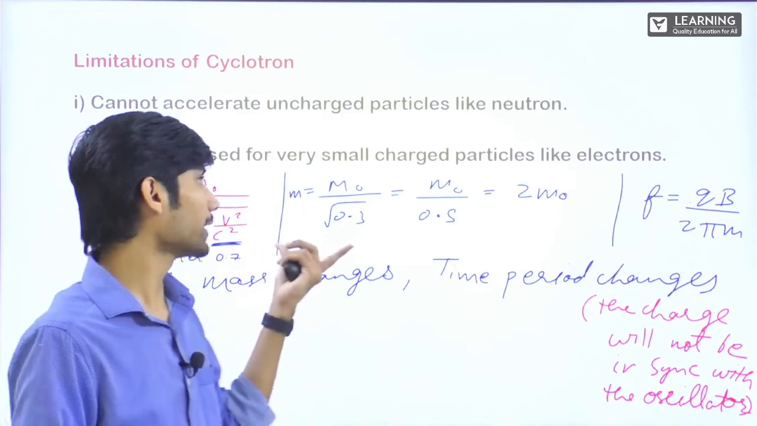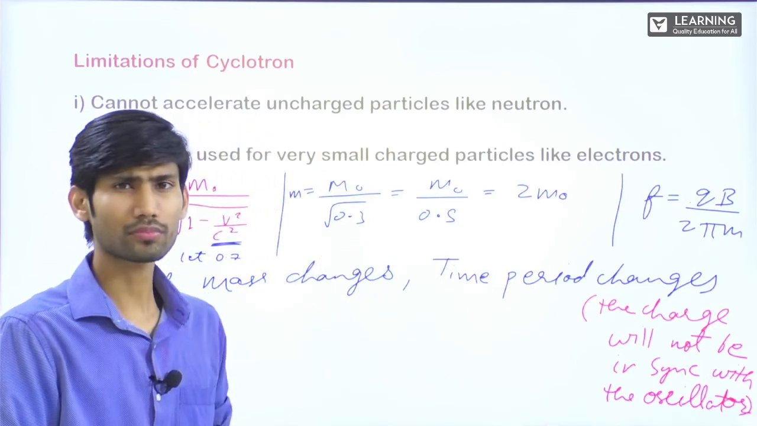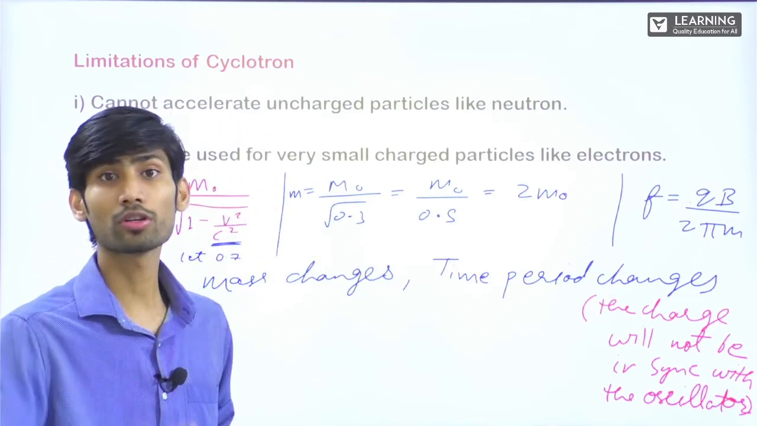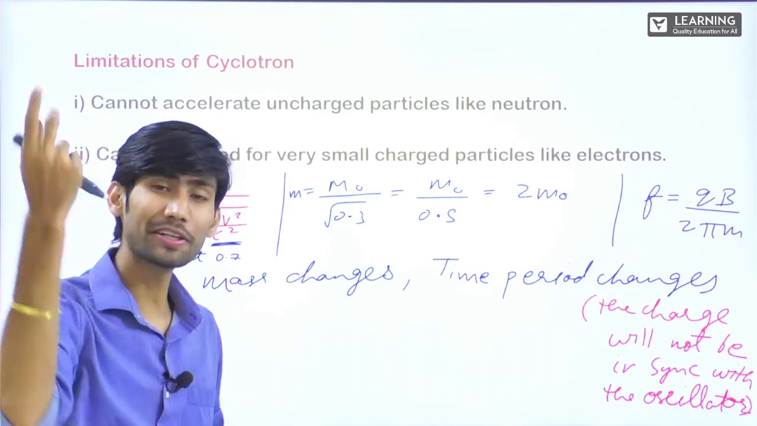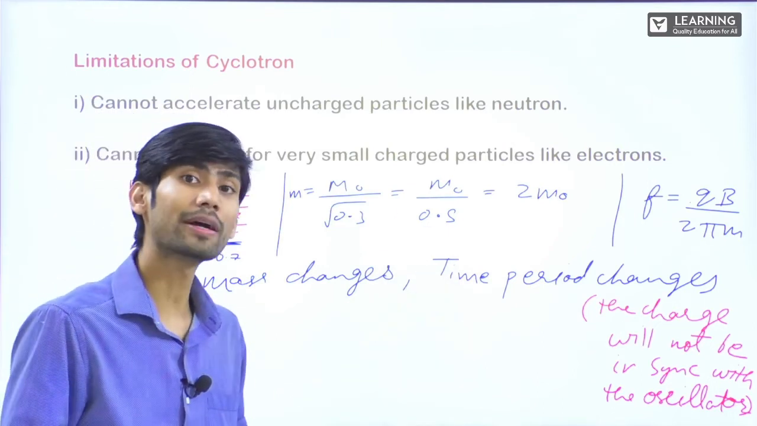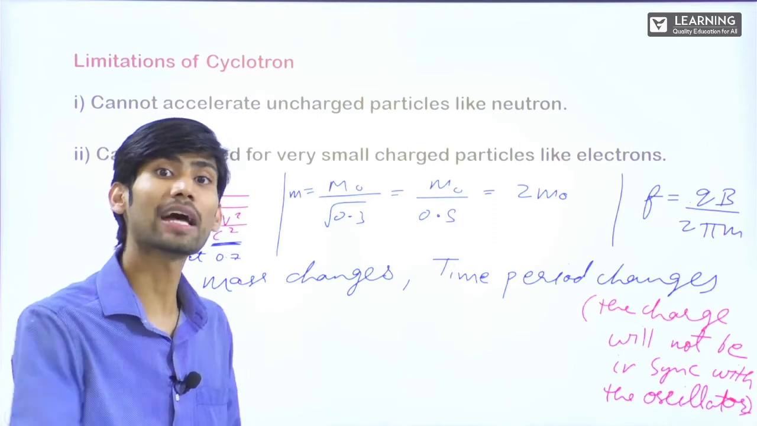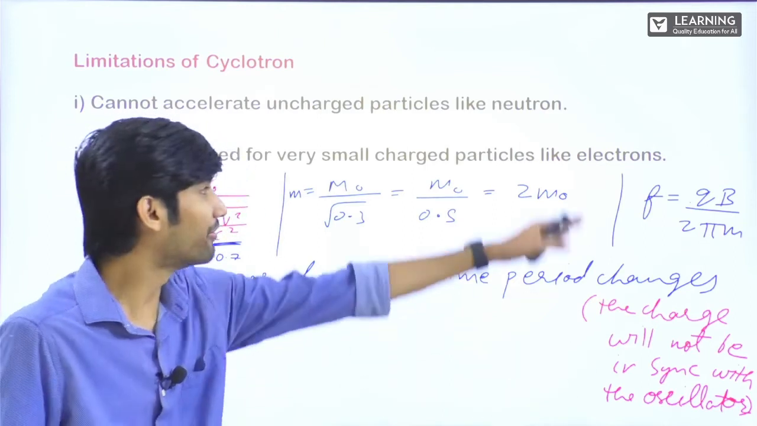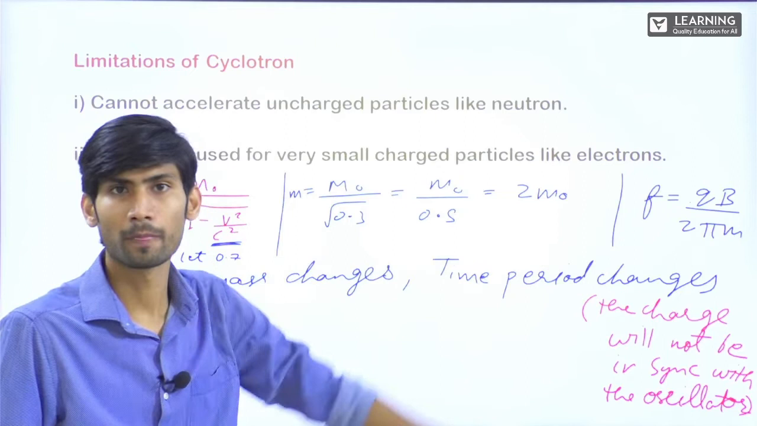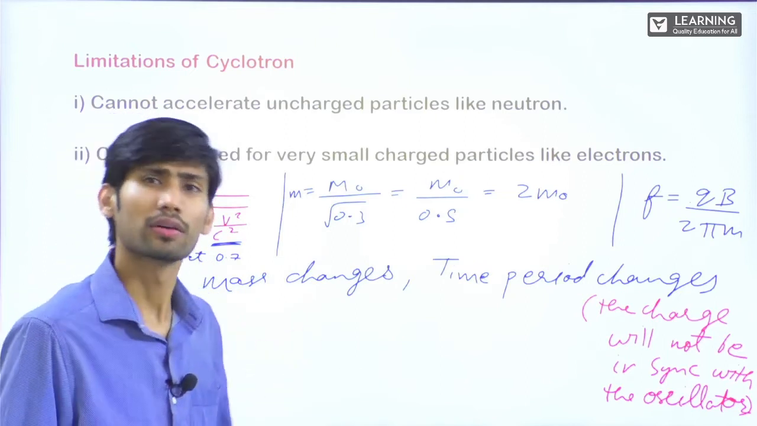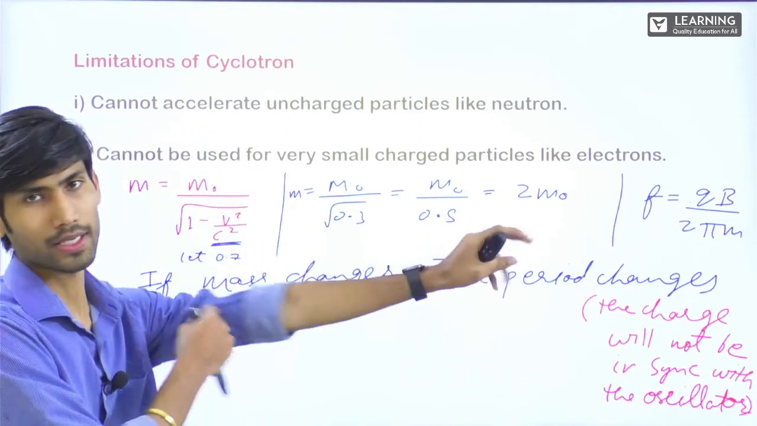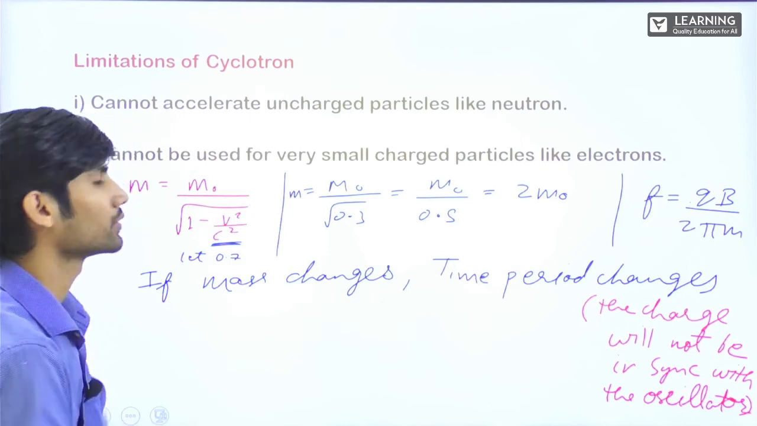So now which kind of charges do we put in the cyclotron? We'll put proton. Proton's mass is of the order 10 power minus 27 kg. Electron is 10 power minus 31 kg, 10,000 times lesser than proton. Very small this is, right? We'll put proton, alpha particle, those kinds of particles in the cyclotron. Clear?